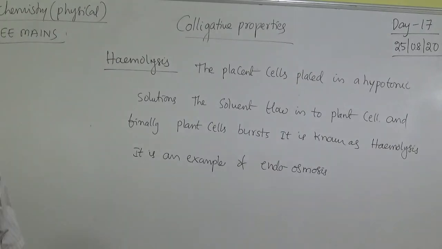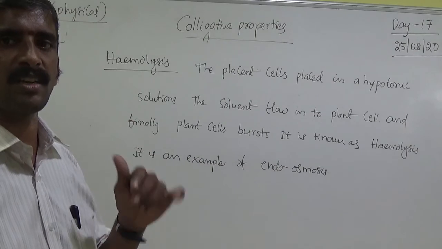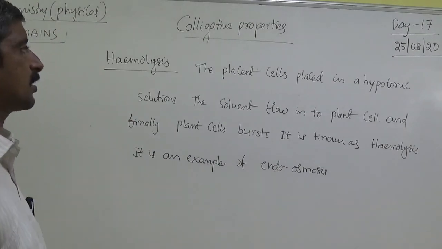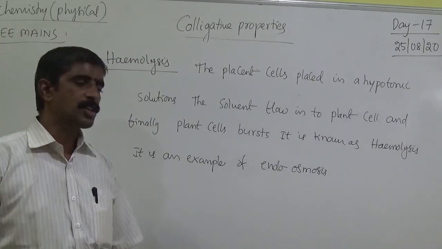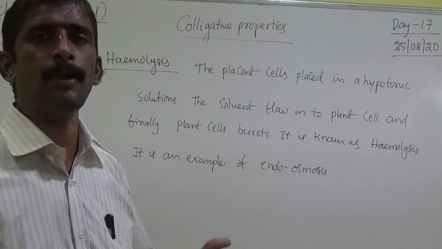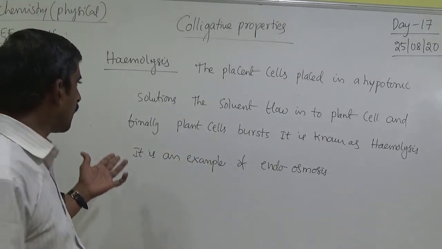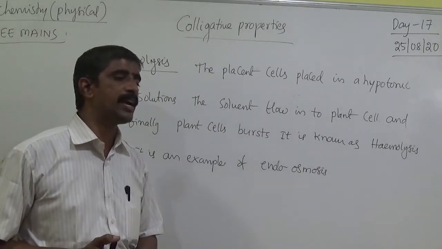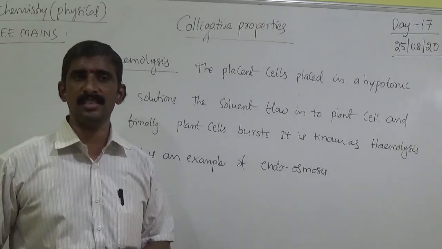The plant cells are placed in hypotonic solution. Hypo means lesser, lower osmotic pressure, lower concentration. When plant cells are placed in hypotonic solutions, the solvent flows into the plant cells. Solvent enters the plant cell. Finally, the plant cell bursts because of more pressure. This is known as hemolysis. It is an example of endoosmosis.